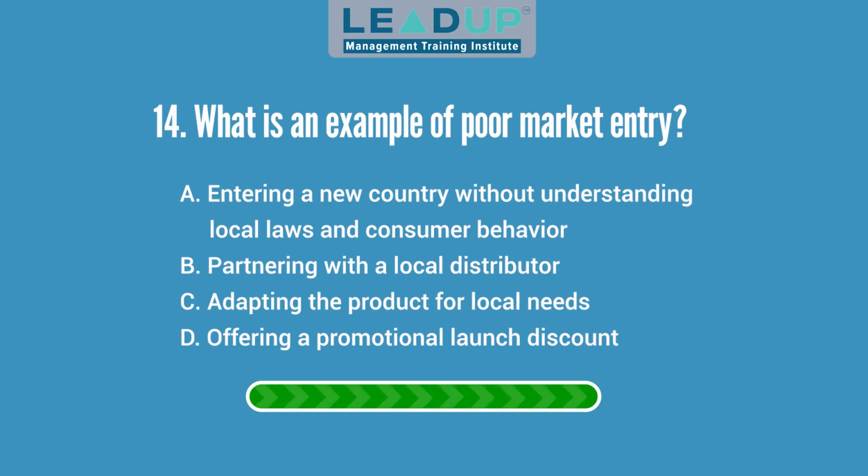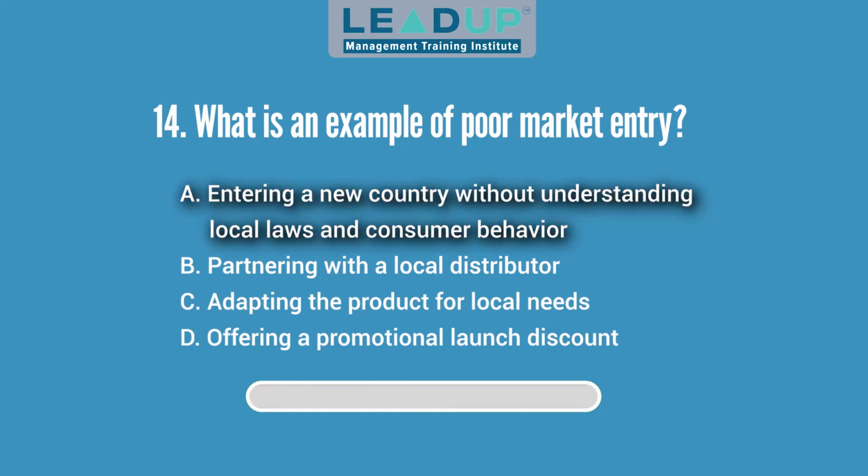Question 14. What is an example of poor market entry? A. Entering a new country without understanding local laws and consumer behavior. B. Partnering with a local distributor. C. Adapting the product for local needs. And D. Offering a promotional launch discount. The answer is entering a new country without understanding local laws and consumer behavior.